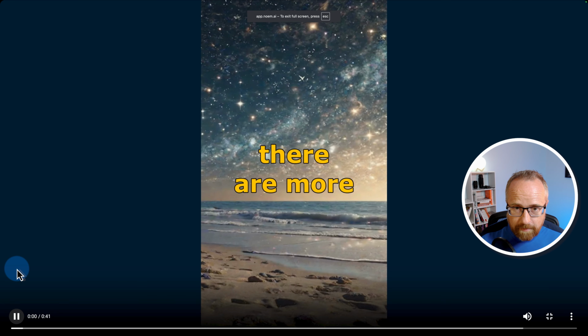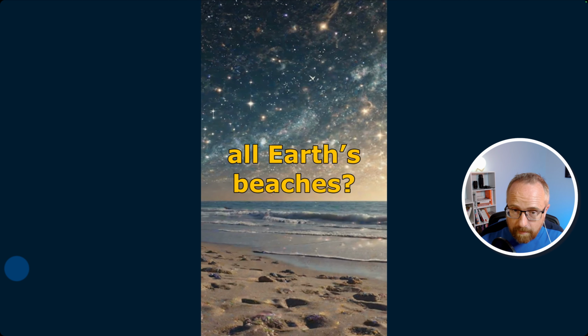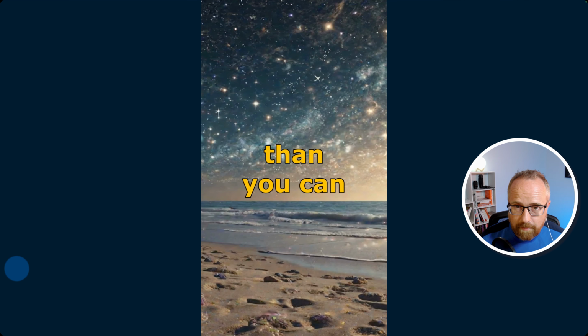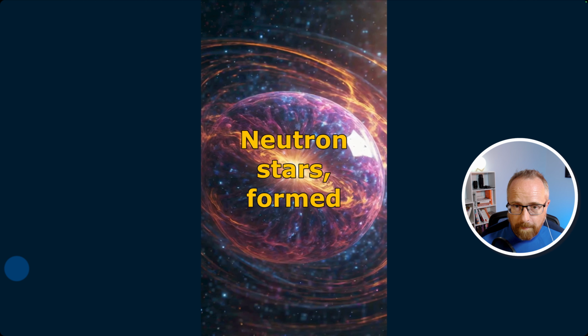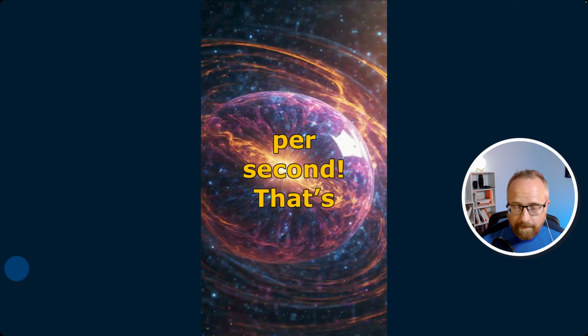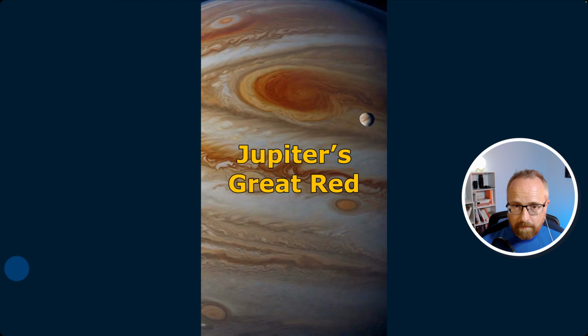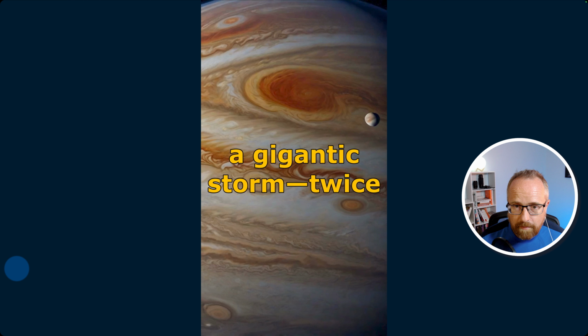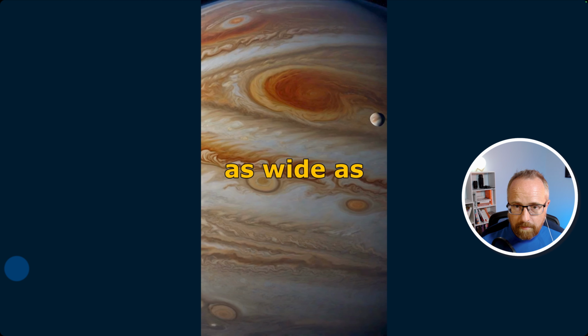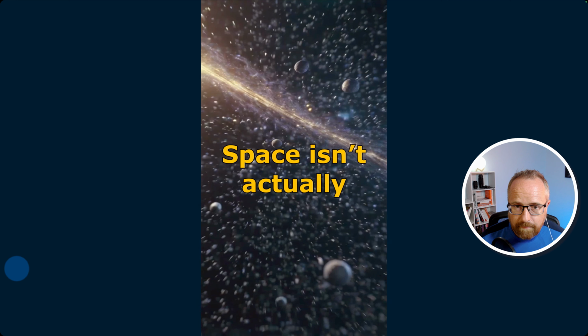Did you know there are more stars in the universe than grains of sand on all Earth's beaches? Space is bigger than you can imagine. Neutron stars formed from supernova explosions can spin up to 700 times per second. That's faster than a helicopter blade. Jupiter's Great Red Spot is actually a gigantic storm twice as wide as Earth, and it's been raging for over 300 years. Space isn't actually empty.